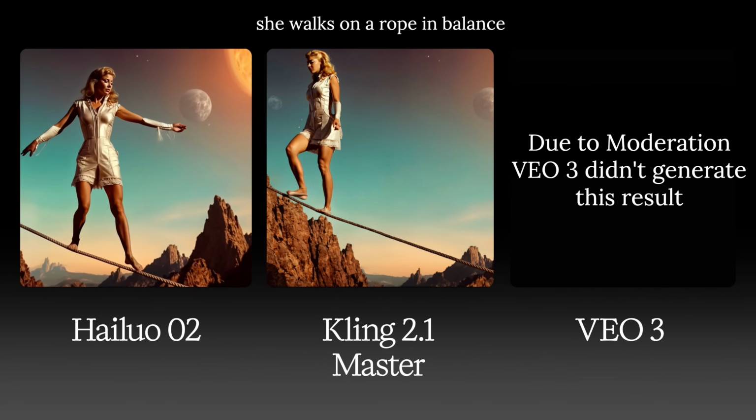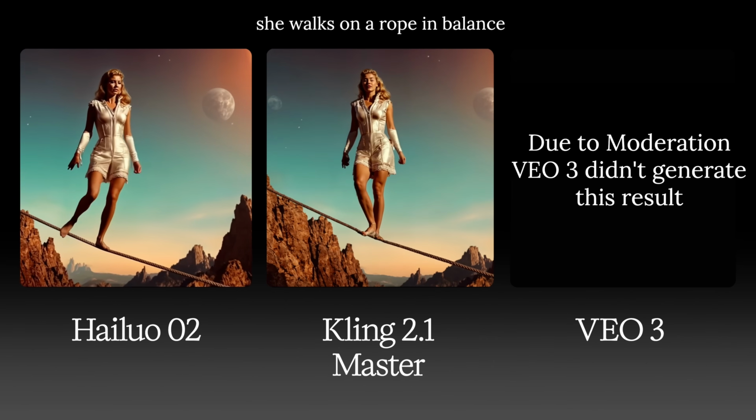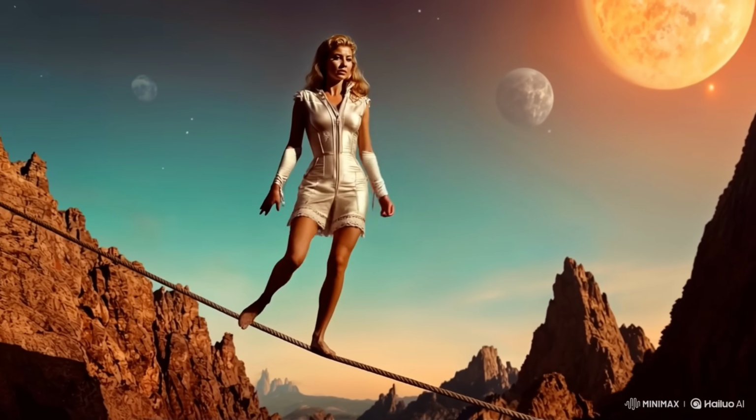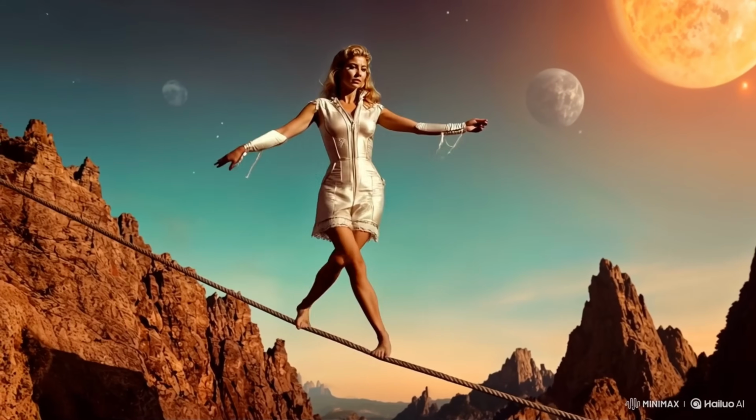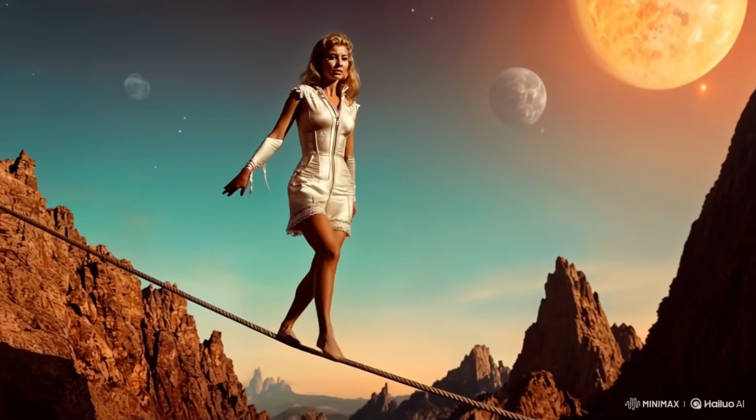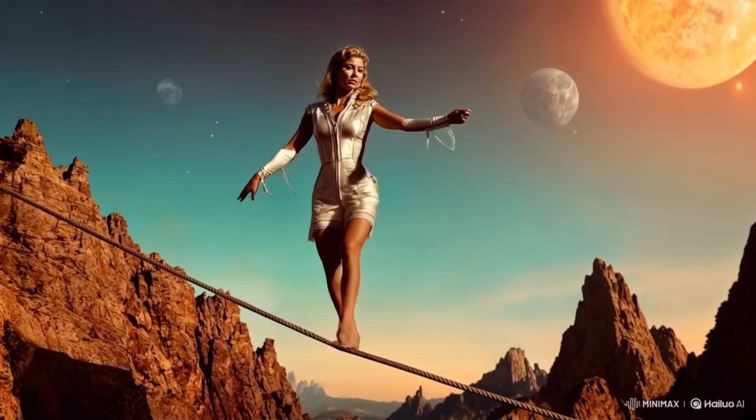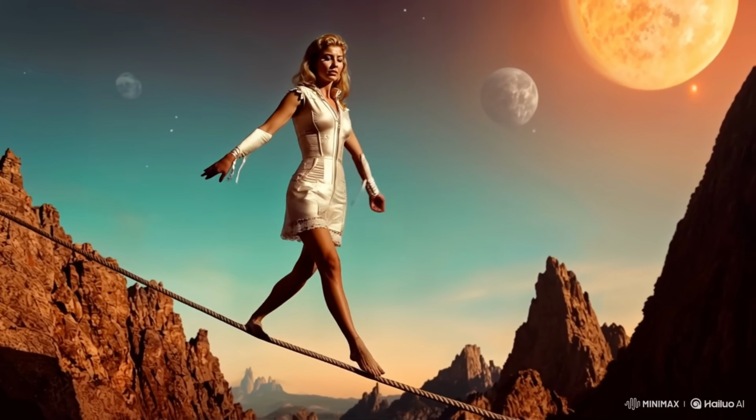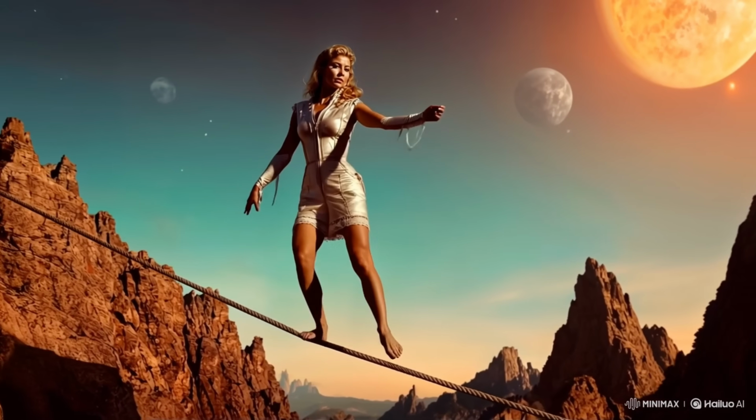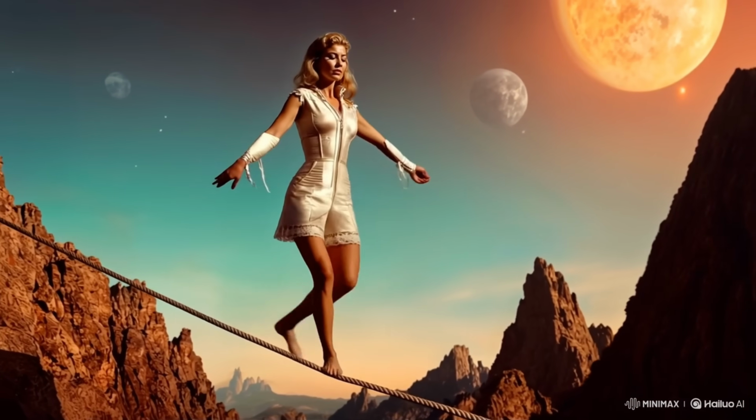She's walking on the rope, and she's trying to walk in a balance. In this shot, Hailuo did really well. Her motion and steps on the rope look really natural. It really looks like she's walking with caution. It looks nice, and the movement of the rope and feet is a very good render.